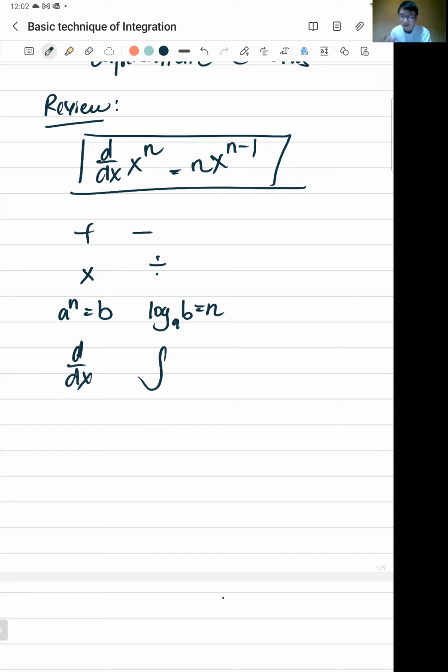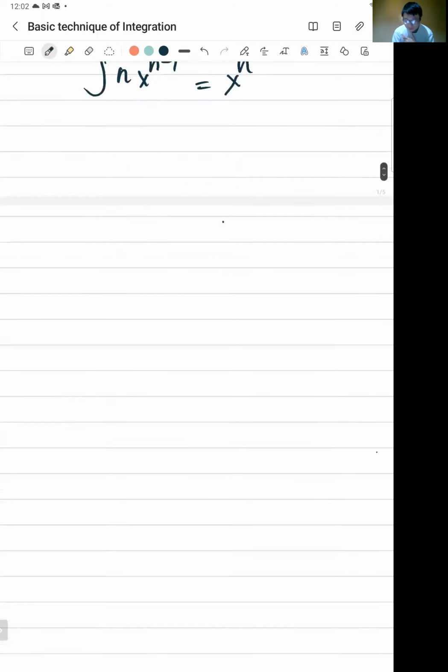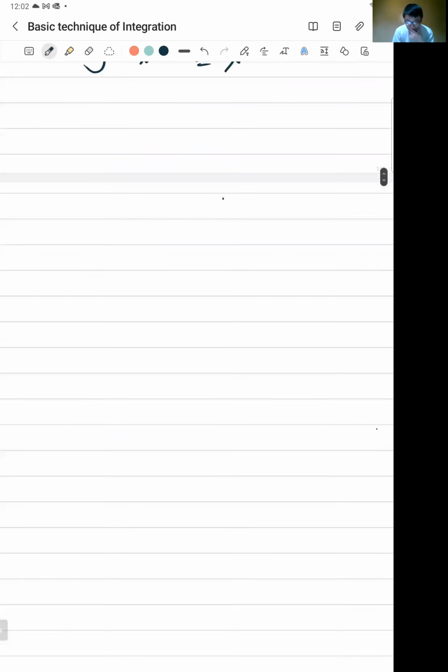So basically, the idea of integration is, if I ask you to integrate this one, what I hope to get is this one. Now I know there's one mistake around here, but I just leave it there. It's just an idea.